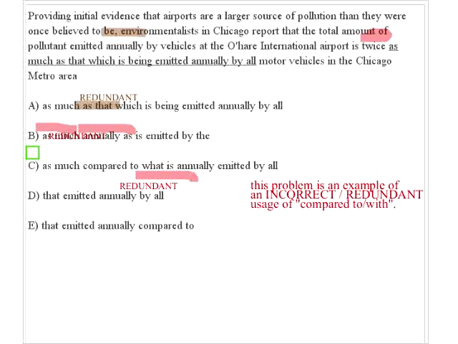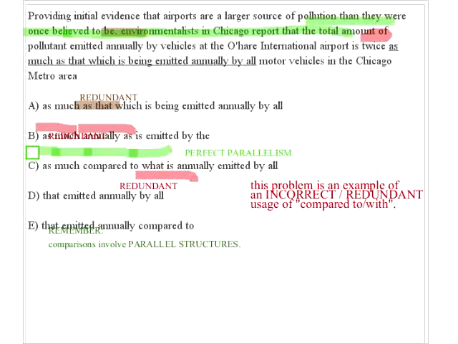All right, let's mark those really quickly. Remember, comparisons involve parallel structures. The first part of the comparison is the total amount of pollutant emitted annually by these guys. This is the total amount of pollutant emitted annually by those guys. This is perfect. Perfect parallelism. Again, stuff emitted annually by these things, stuff emitted annually by those things. Doesn't get any better than that.